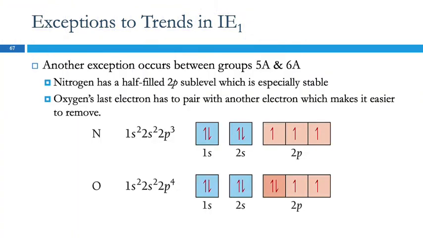Another place is between groups 5 and 6, like between nitrogen and oxygen. So here, oxygen is to the right of nitrogen. It's smaller. We would expect it to have a higher ionization energy, but it's actually got a lower ionization energy, because the electron we're removing here has to pair. It has to sleep upside down in the bed, right? And so it's easier to remove this one than one of these guys. Again, I don't expect you to do that on a test.